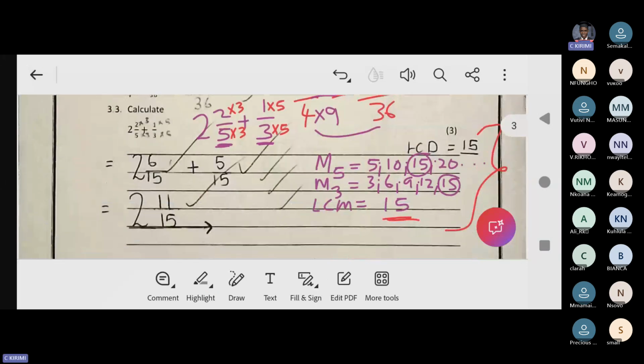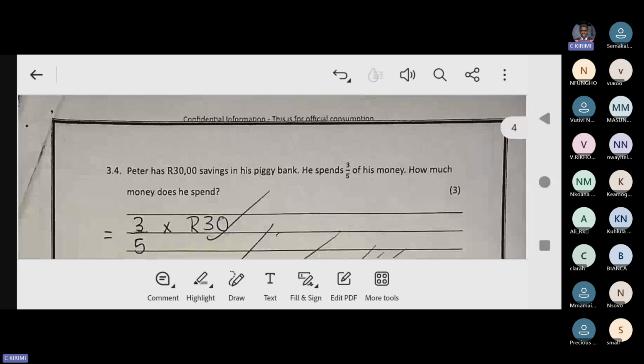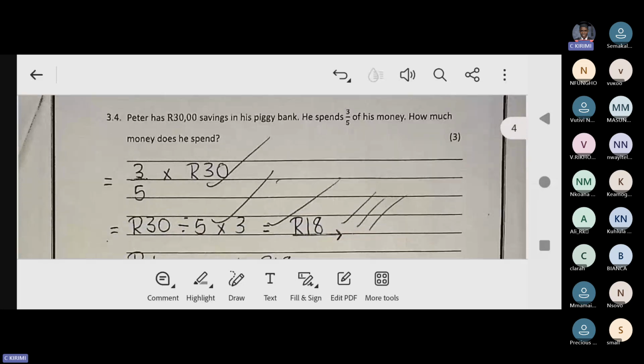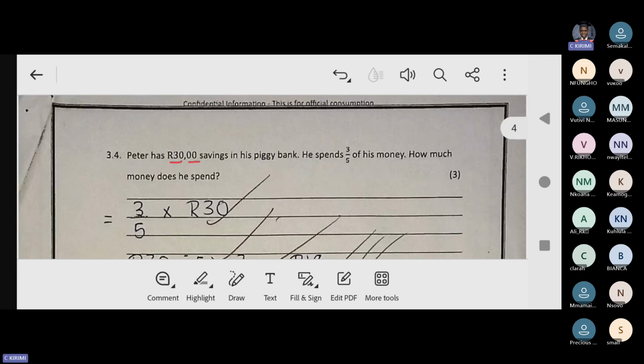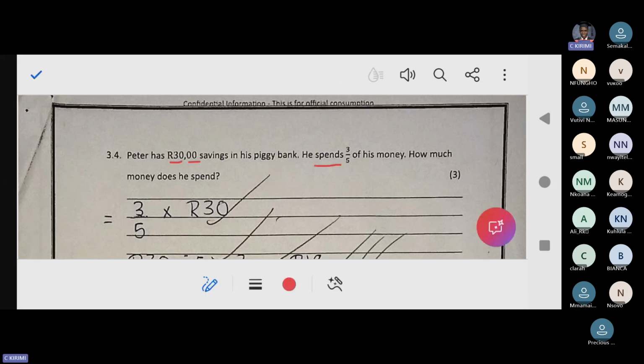Okay. Then the next question for paper 1, it's saying Peter has 30 rand, 0 cents. Whenever you are given a digit like this, it means it's 30 rands and 0 cents. Money is always measured in rands and cents. So Peter has 30 rands, 0 cents in his piggy bank, and he spends 3/5 of his money. How much money does he spend? So 3/5 of 30 rand we are spending.